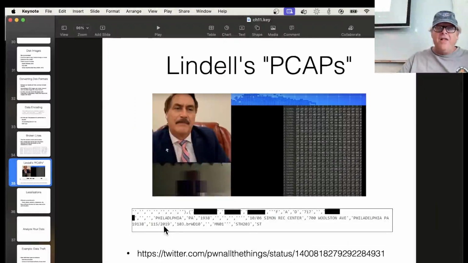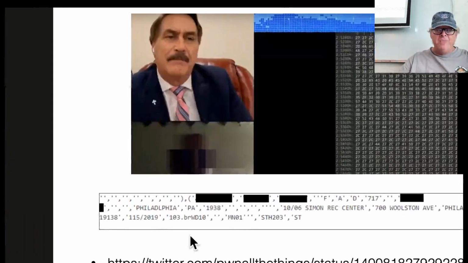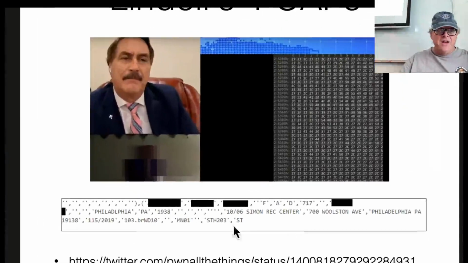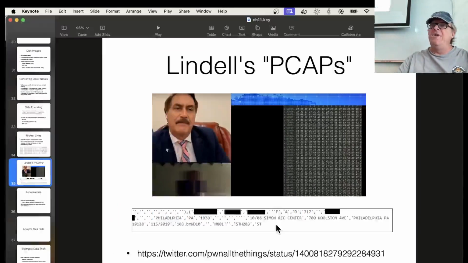But anyway, that's the kind of thing. This fools people. This is what happens when you reverse it. I think I did some of it. I think I did this. I went through it. This is what it is. This guy, Woolston Avenue. It's just public voter rolls turned into hex format to make it look technical, and fooling him and a bunch of people.